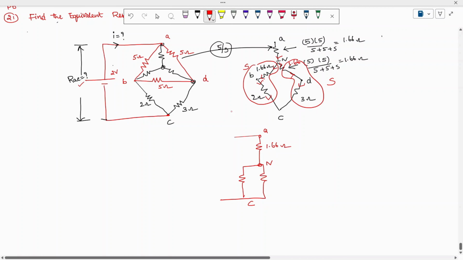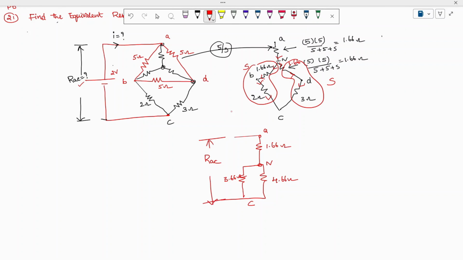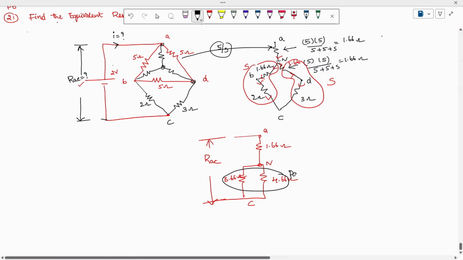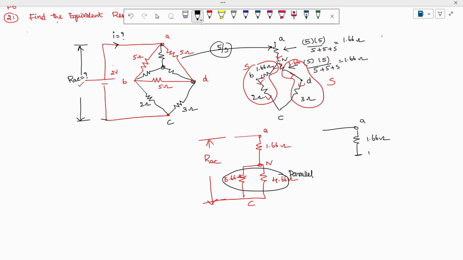So 2 plus 1.66, we are going to get 3.66 ohms. This is 3 and this is 1, so we are going to get 4.66 ohms connected across the terminals AC. First we need to find out this one. After drawing it, you can see here these two are again connected in parallel. Whenever they are connected in parallel, then you are going to have A here, and here we are going to have 1.66 ohms connected at neutral and connected at C.